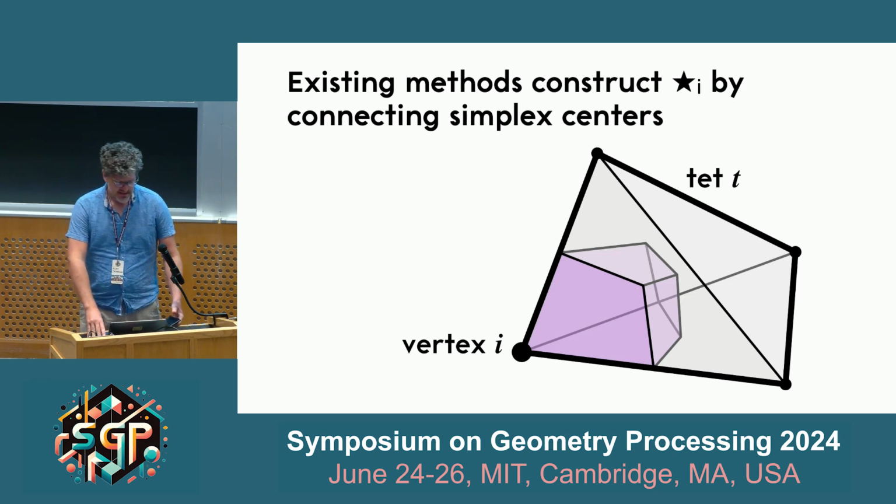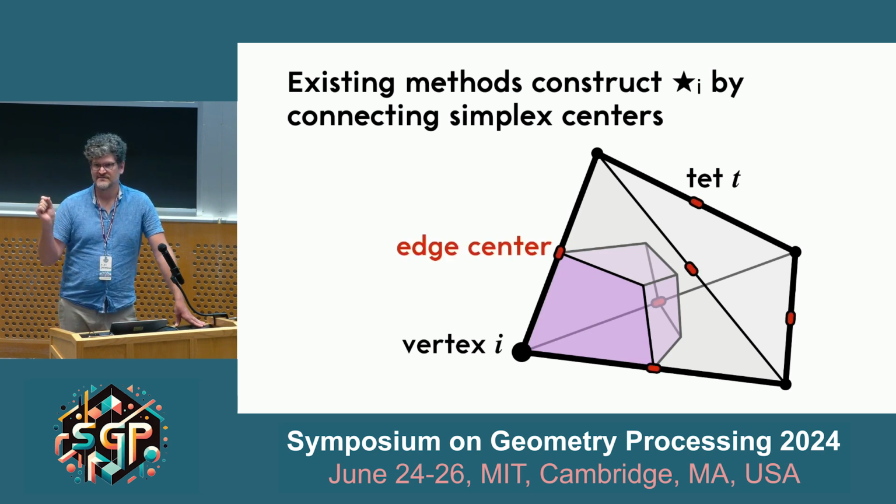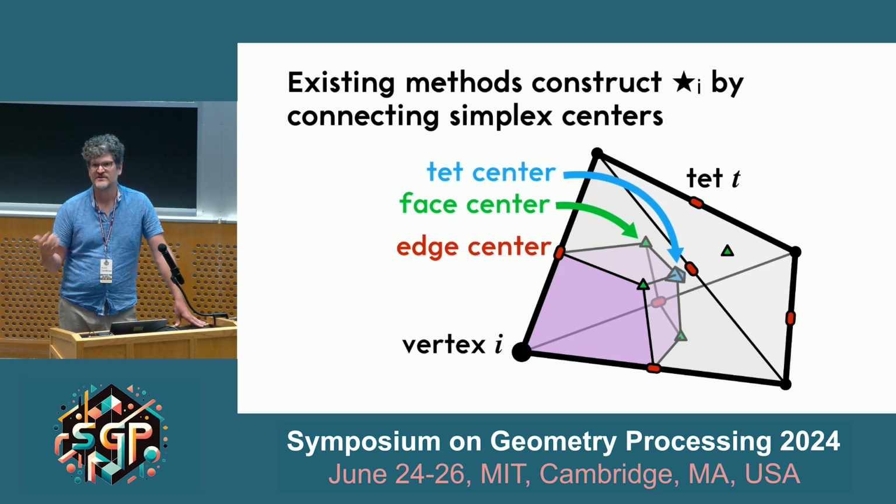The existing methods that I consider construct the contribution for each tet to each vertex by making a decision about centers for each of the subsimplices. So we have the vertex as kind of the zero center of itself. Each of the edges has some center. For now, you can just think of these as the centroid or barycenter. Each of the faces, or the triangles around the tet, has some center, and the tetrahedron itself has a center. Where the methods disagree is how exactly to define these centers.